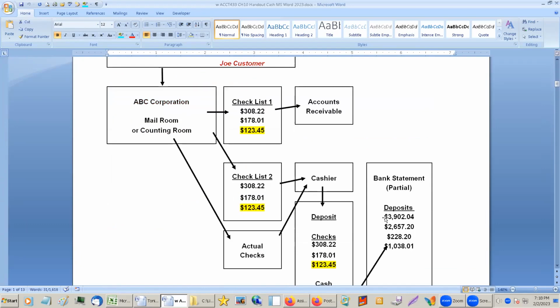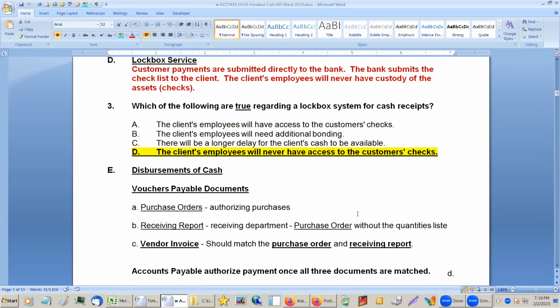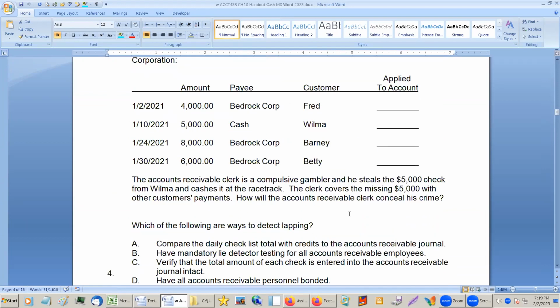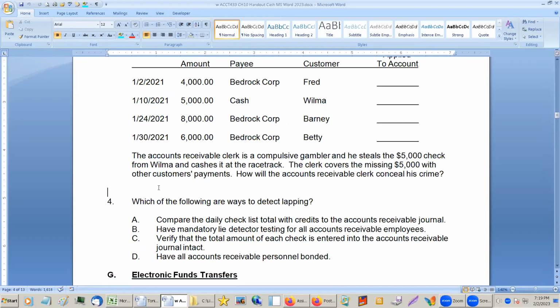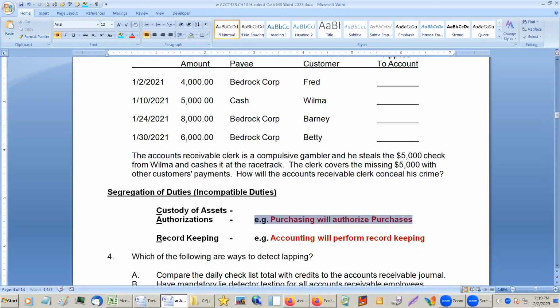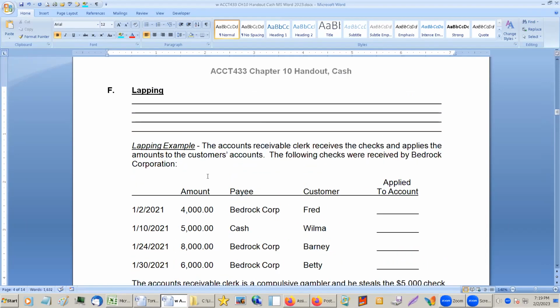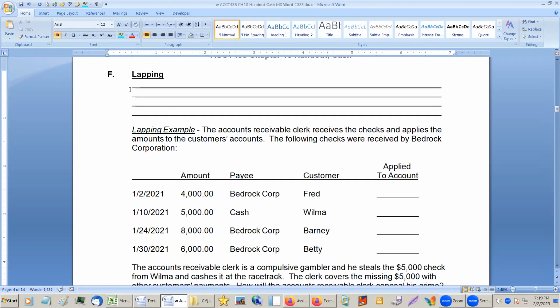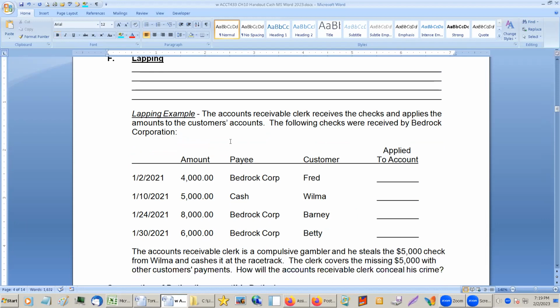So segregation of duties. Coming down here to this lapping example is one good example of it. Okay, so let's go through this. Lapping. A custodial clerk receives checks applied to the customer's accounts. The following checks were received by Bedrock Corporation.